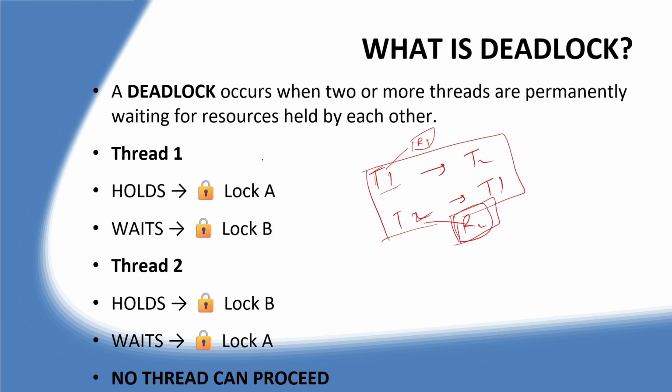Imagine thread 1 owns lock A, and it needs lock B. Thread 1 currently has acquired lock A, but it is waiting to get lock B. At the same time, thread 2 is holding lock B, but it is waiting for lock A, because it wants to use lock A. In such a case, no thread can proceed, no thread can continue, and neither can reach the point where it releases the lock. So they are in a deadlock state.